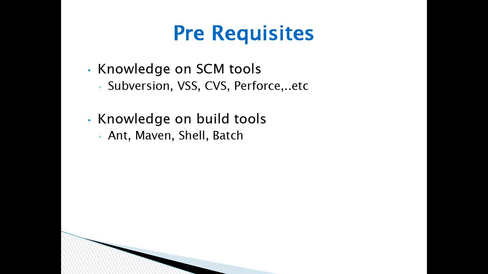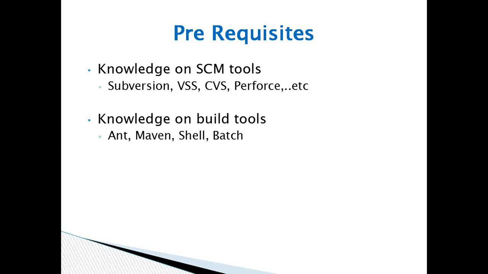And these are the prerequisites for setting up continuous integration. We will see what continuous integration is, but before that, we will try to understand the prerequisites. You all know what a source code management system is. There are different source code management systems: Subversion, VSS, CVS, Perforce, ClearCase, Git. So we need knowledge of one of these tools for setting up continuous integration.